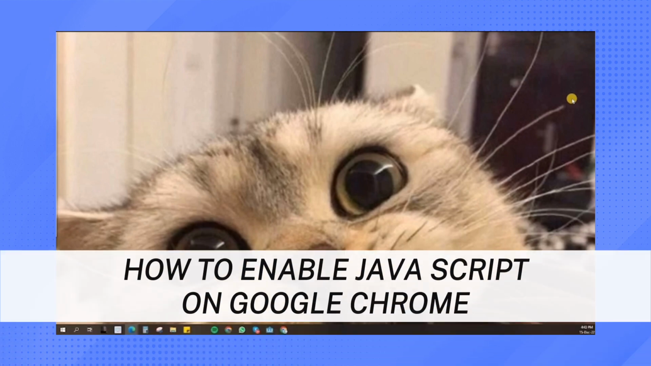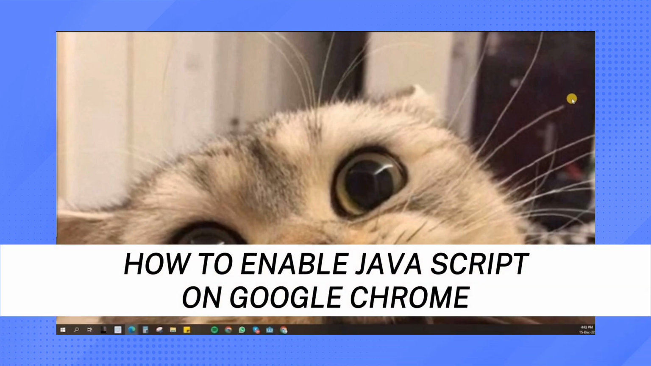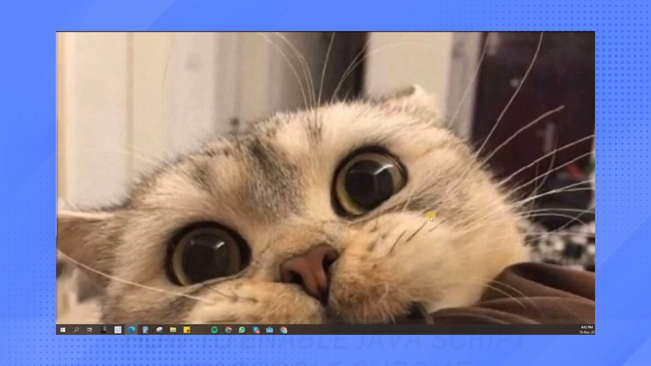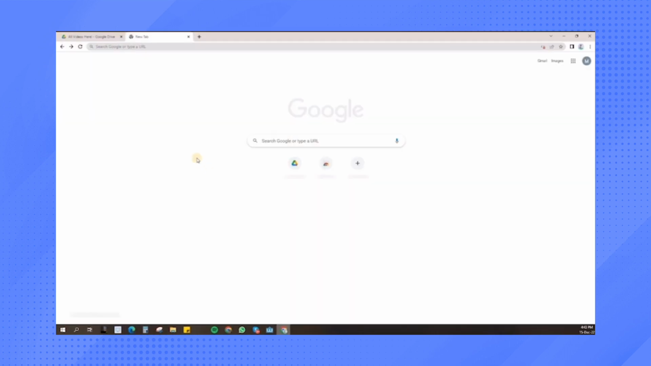Today I'm going to show you how to enable JavaScript on Google Chrome. First, open Google Chrome. Once you open Google Chrome, on the upper right part of your screen, you'll see three dots. That's the burger icon. Tap on that. And then click Settings. That's third to the last option in here.